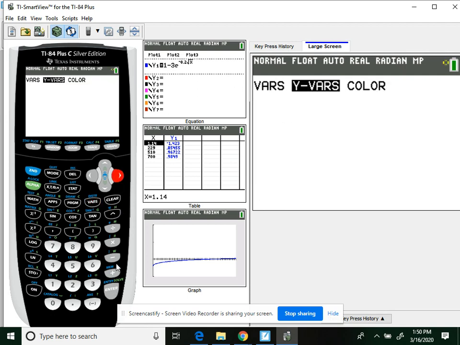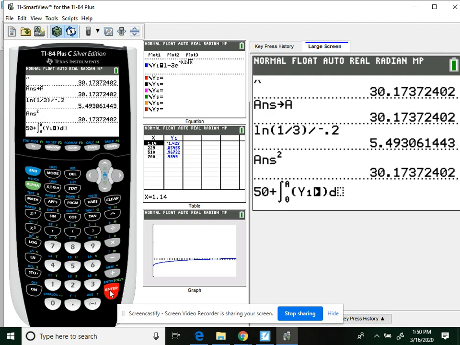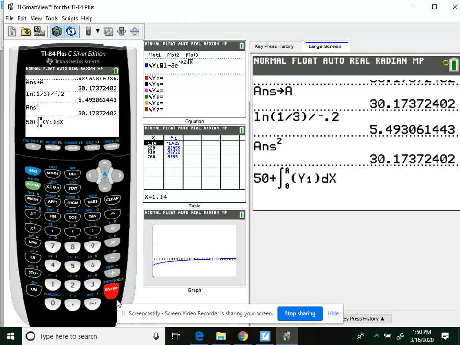y1 and x. Enter. See, it's working right there.